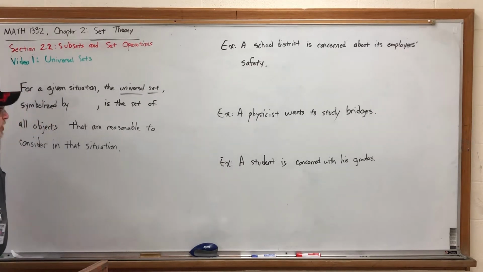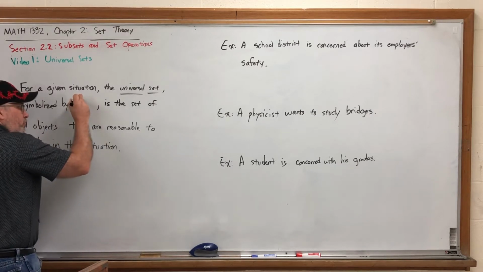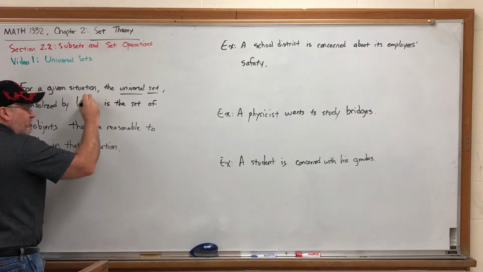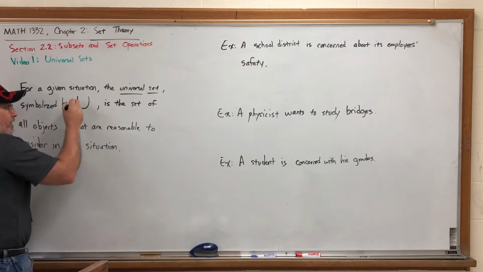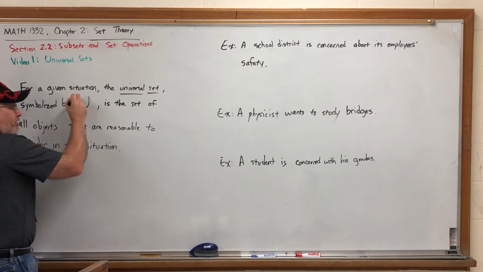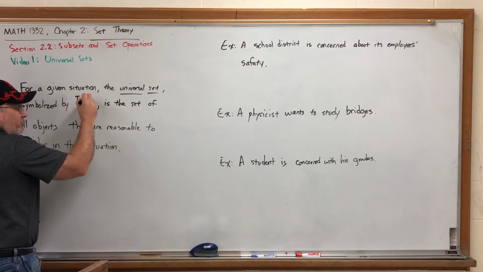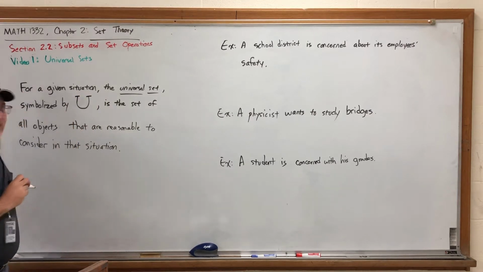For a given situation, the universal set, symbolized by a capital U, but for reasons which will become clear before the end of this series of videos, when I write the U for the universe, I'm going to put two little horizontal lines across each of its top lines to distinguish it from another symbol that we'll be using soon. If I stay on the schedule, it'll be in video 9 for the video series for this section.